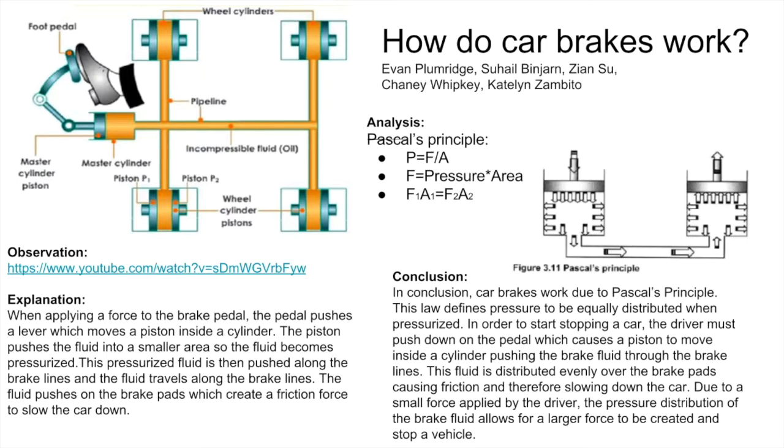This law defines a pressure to be equally distributed when pressurized. In order to start stopping a car, the driver must push down on the pedal, which causes a piston to move inside a cylinder and then push the brake fluid through the brake lines. This fluid is distributed evenly over the brake pads, causing friction and therefore slowing down the car. Due to a smaller force applied by the driver, the pressure distribution of the brake fluid allows for a larger force to be created and stop a vehicle.